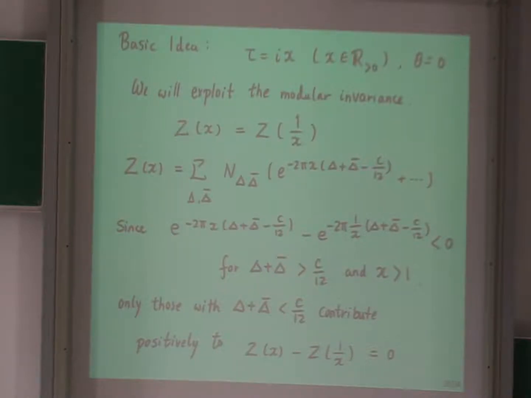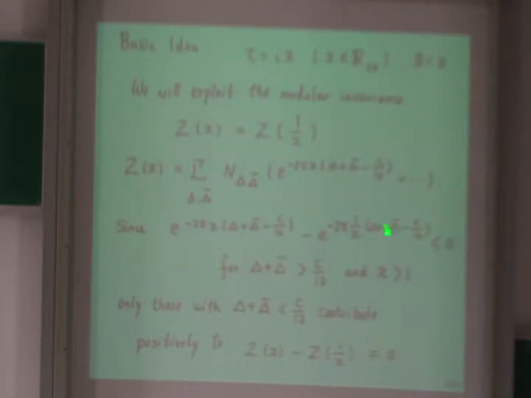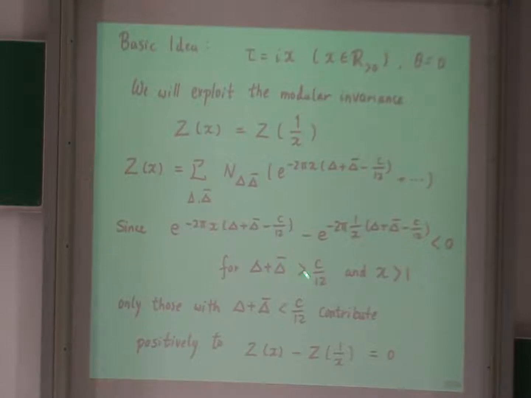But then what you notice is that, suppose x is greater than 1, then if you look at each term here, this kind of term which appears here is smaller than this kind of term which would appear here if delta plus delta bar is greater than c over 12, where c is the central charge. Because this is greater than 1, if x is greater than 1, x is greater than 1 over x, so evidently this is smaller than this one. So that is this very simple inequality. This is all I'm going to use today, essentially. This is a very simple fact that a junior high school student understands.